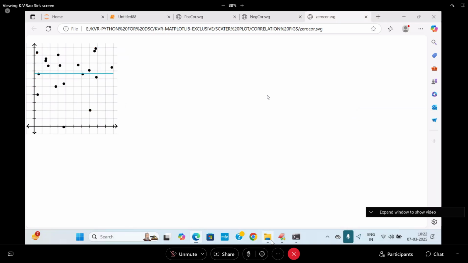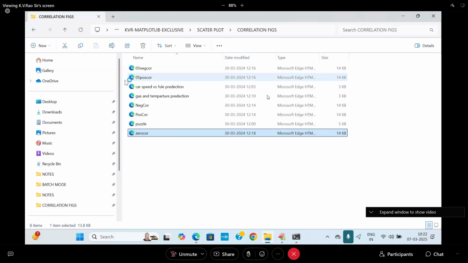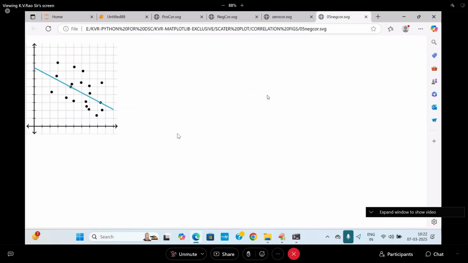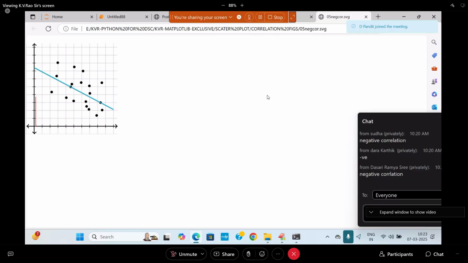Zero correlation. Now if I go to 0.5 negative correlation and 0.5 positive correlation, what is happening in that? It increases and then falls down. It increases as well as falls down. Earlier it completely fell down like this, from high to low. Here it went up and then started falling down, from the start to down, as shown.